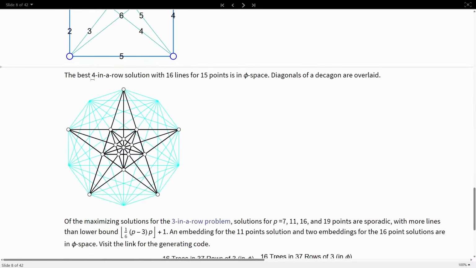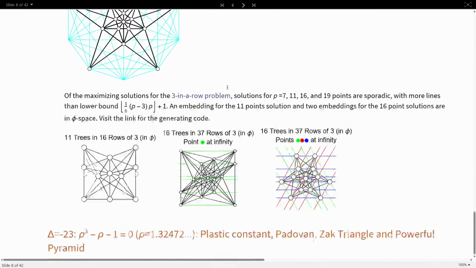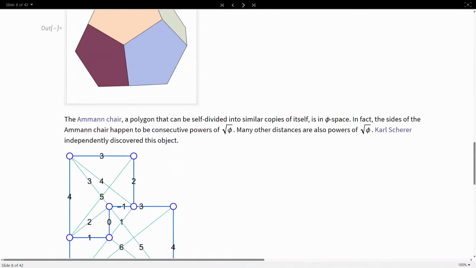The best 4-row solution with 16 lines and 15 points, you can represent completely using the golden ratio. I call it phi space because all coordinates are based on the golden ratio. And here are 3 more figures in orchard planting that are based on the golden ratio space.